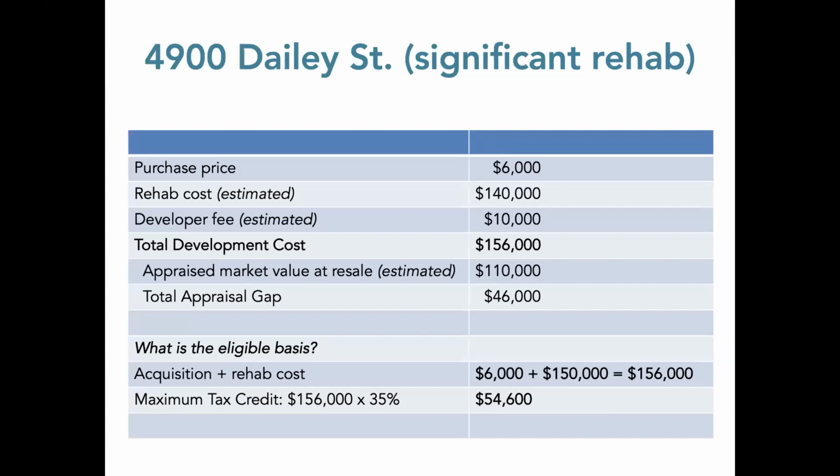So to compute the eligible basis and the amount of the tax credit for this project, we take the acquisition plus the rehab cost, comes up with $156,000. $156,000 times 35% is $54,600. So that would be the amount of tax credit available for that building. Only 46 is estimated as needed. And so this is a project that would work.